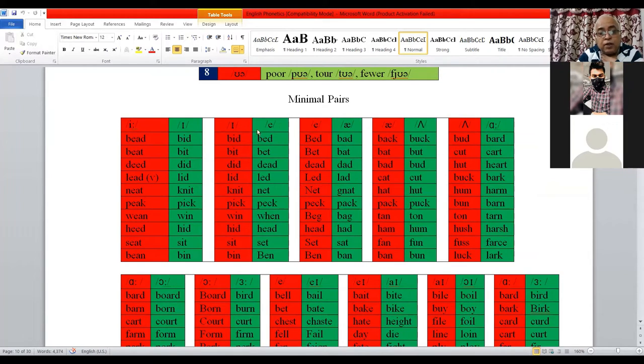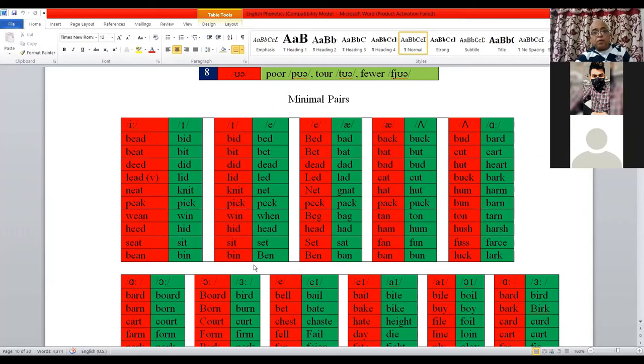See, I and A. Bit, bet, did, dead, lit, led, knit, net, pick, peck, win, wen, hit, head, sit, set, bin, ben. See, do you know what is this with a capital B, B E N?